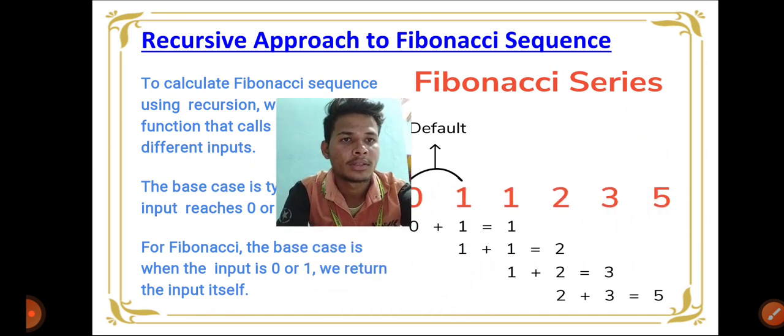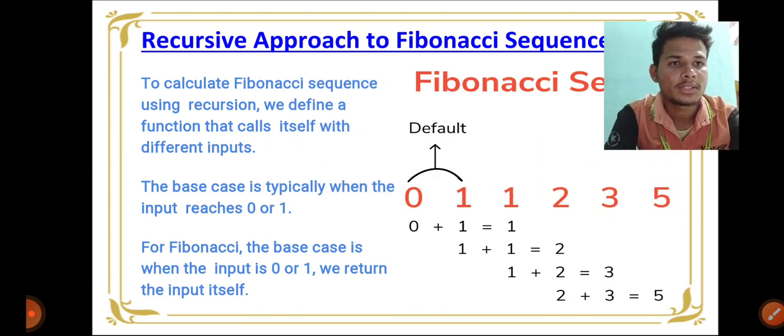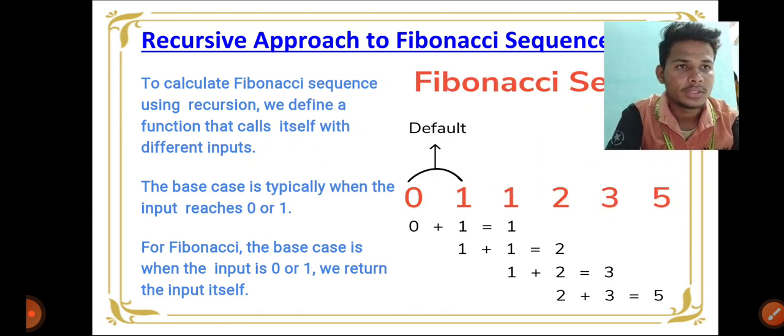Fibonacci series: 0, 1, 1, 2, 3, 5. 0 plus 1 is equal to 1, 1 plus 1 is equal to 2, 1 plus 2 is equal to 3, 2 plus 3 is equal to 5.